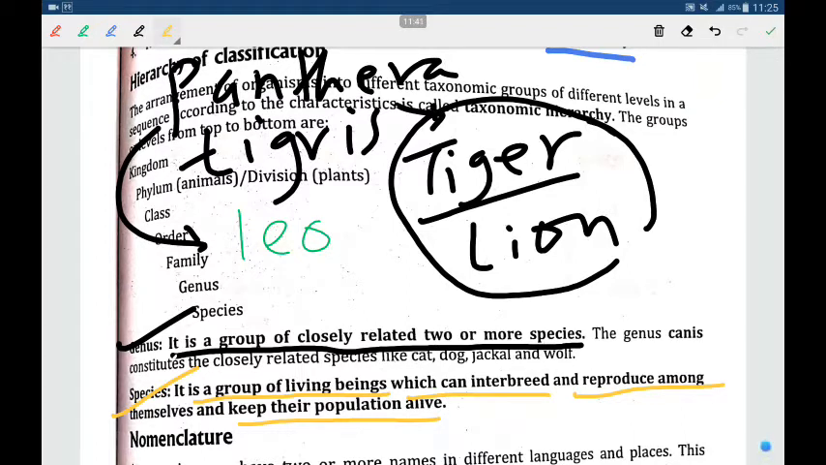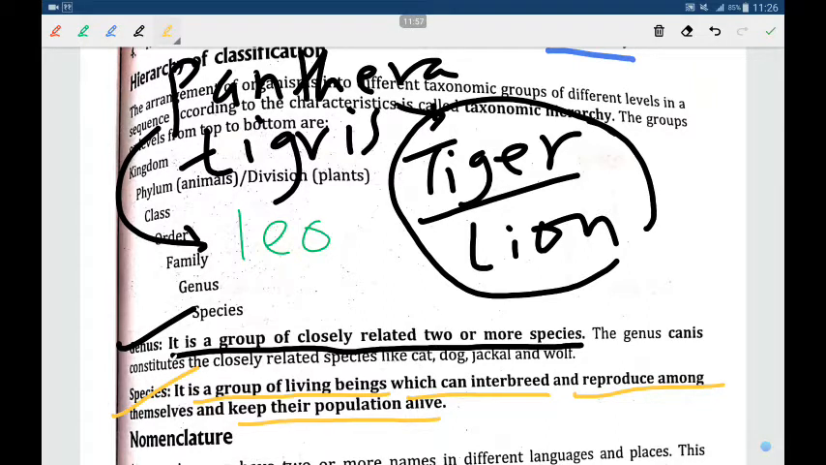Can they interbreed? Can they have their babies? No chance. Tiger and lion, can they have their babies? No chance. So species are unique.